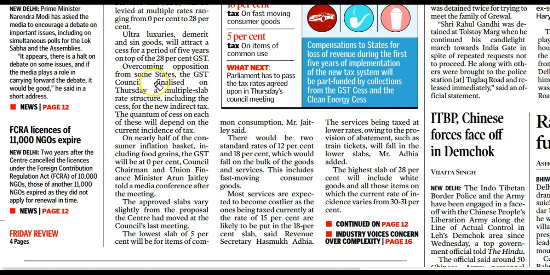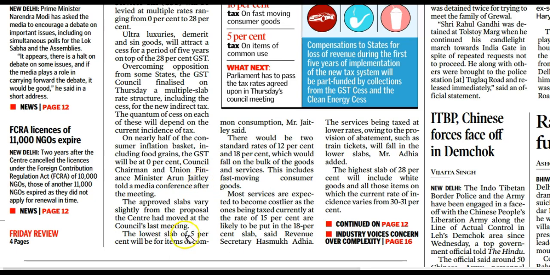Some states were opposing the multiple GST rates, and finally it was overcome by the GST Council. In the consumer inflation basket, CPI stands for consumer price index, in that nearly more than half of the consumer basket items including food grains, that's GST rate, kept at zero, so that poor will not suffer because of the implementation of GST.